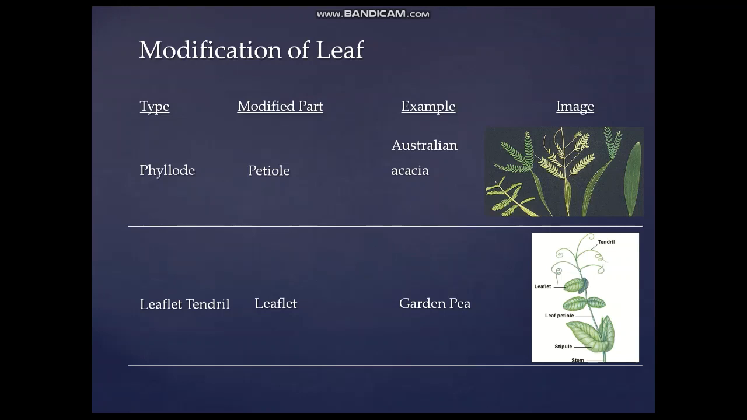Then is phyllode. Very important question and usually comes in our competitive exams. So phyllode, over here the petiole is modified, commonly found in Australian acacia, and it performs the function of photosynthesis.